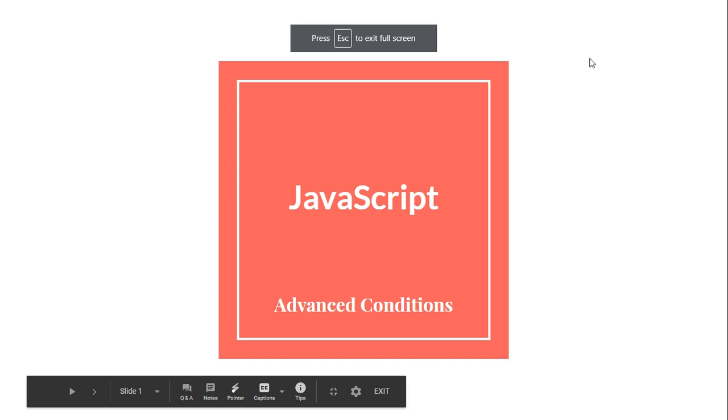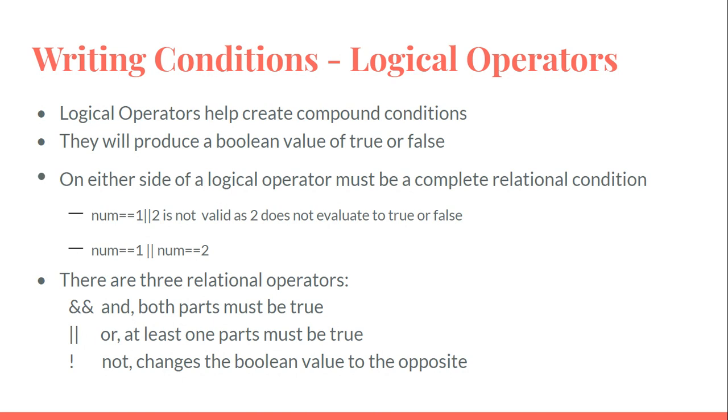Okay, today we're going to be talking about advanced conditions in JavaScript. So when we do advanced conditions, there's two ways to do that. One is through logical operators. That's how we'll start the presentation today. Logical operators help us create compound conditions. They produce a Boolean value of true or false.